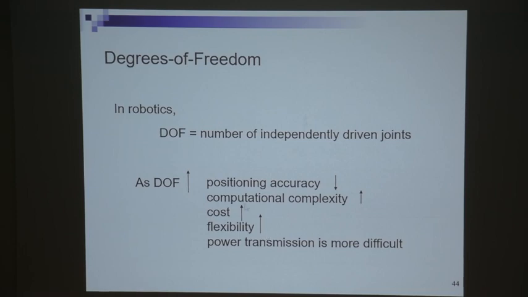So if you look at this, the degrees of freedom is essentially equal to the number of joints. As your number of joints increases, your position accuracy will decrease and your computational complexity will increase. The cost, of course, will increase because you have more joints. You can do more things, so your flexibility will increase. And then, of course, the power transmission will be more difficult. You need to make sure you can actually transmit the power to all the independent joints.